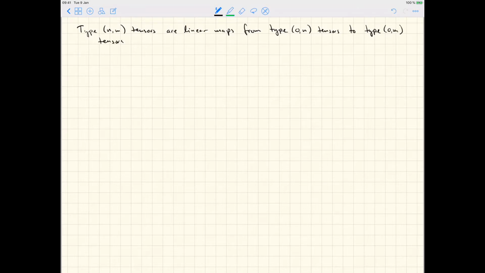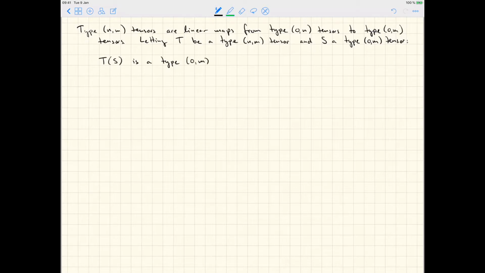In the previous video we were looking at type (0,m) tensors. In this video we are instead going to look at type (n,m) tensors for generalization. These are defined as linear maps from type (0,n) tensors to type (0,m) tensors. Letting T be a type (n,m) tensor and S a type (0,n) tensor, noting here that what is written should be (0,n), T of S is a type (0,m) tensor.